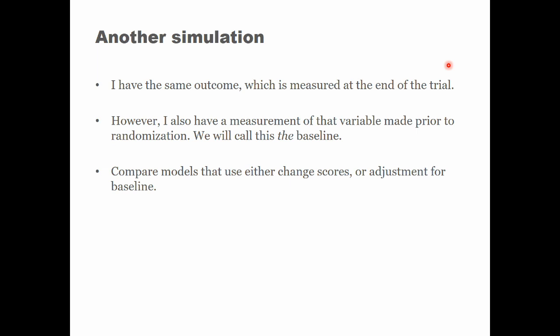All right, so another simulation for this. So we're going to say we have the same outcome measured at the end of the trial. We can't see the future, but we can here now because it's a simulated data set. And I also have a measurement of the same variable made prior to randomization called the baseline. And we'll just compare models here that use either change scores or adjustment for baseline, just like we did in the other models, and see what happens.